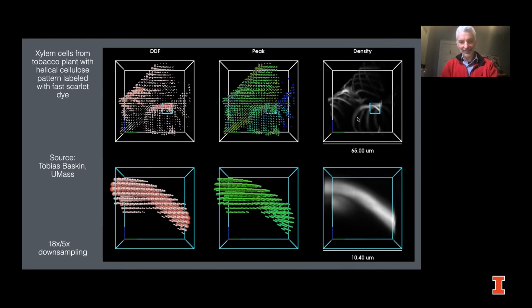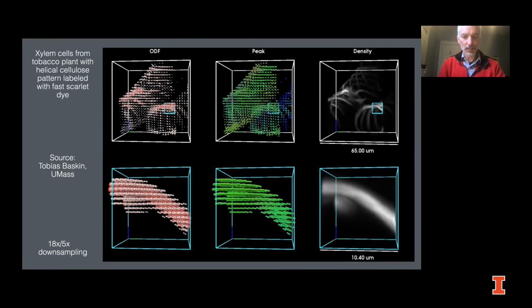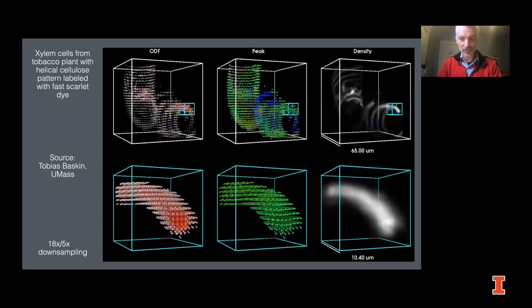Okay, so you can see in the density image this helical structure, and if you're interacting with these live, you can see that these ODFs are indeed generally oriented correctly along the sample. And you can see also in these peak directions that that's the case. Oh yeah, forgot that this was live.